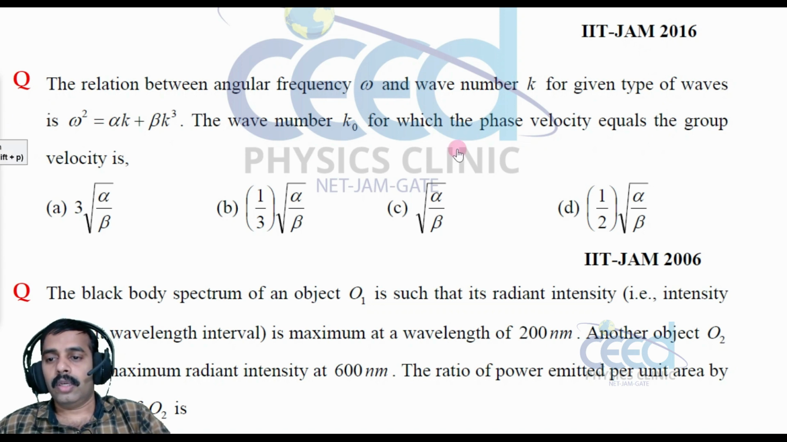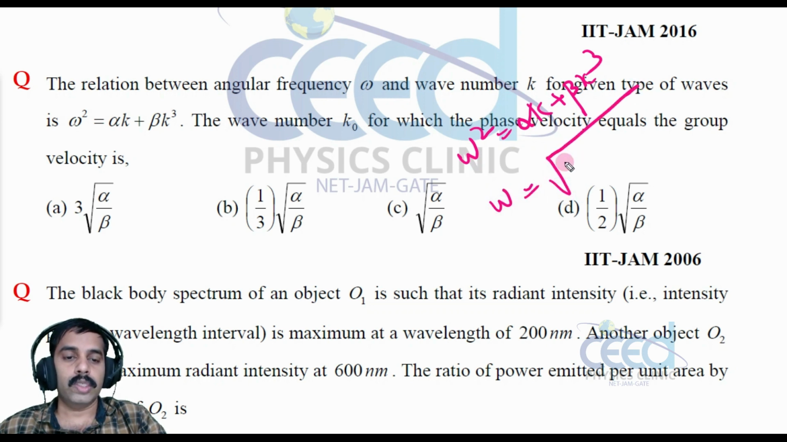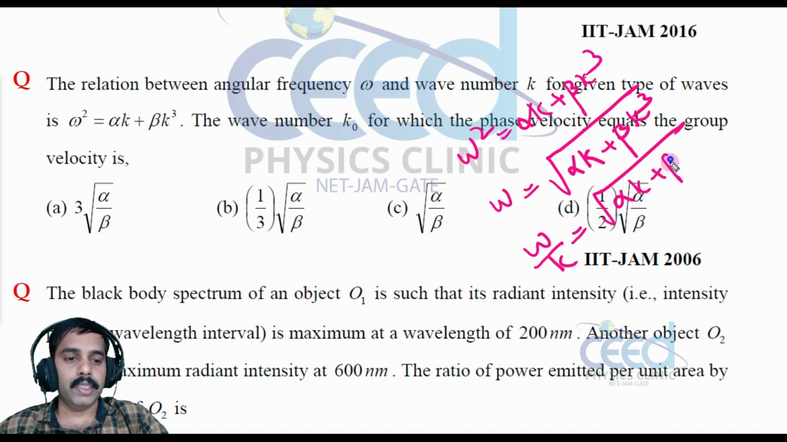So let me write this: omega square is equal to alpha k plus beta k cube, right? So what is omega by k? Let me write what is omega. Omega is equal to root of alpha k plus beta k cube. What is omega by k? That is root of alpha k plus beta k cube divided by k. Right, this is my phase velocity.